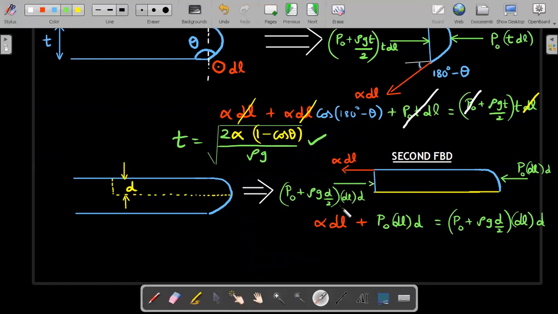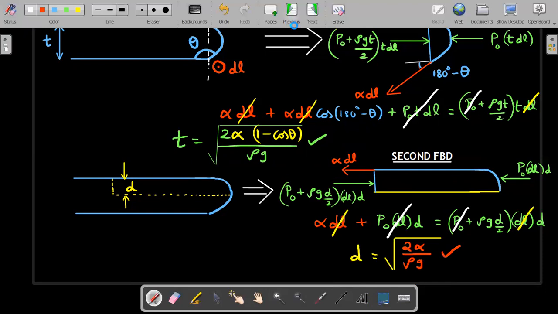So the same stuff, if I now use the leftward forces equal to rightward forces, again make the usual cancellations, so the P naught term gets cancelled here and here, and dl terms get cancelled here and here, you could see. And again you'll end up getting a d square term this time, but the value of d this time would be simply equal to a square root. This time there won't be any cos theta term, right? So that's the most important point to make here. Okay, so it would be a square root of a simple 2 alpha divided by rho g. That's it. So sigma is alpha in this case. So these are the two required solutions.